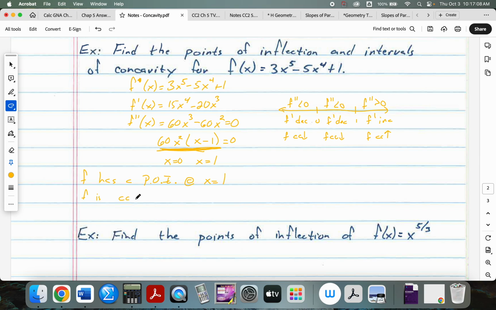And f is concave down on the, and concavity, unlike increasing, decreasing, it's always open intervals. So that'd be from negative infinity to 0, and again on the interval from 0 to 1. And f is concave up on the interval from 1 to infinity.